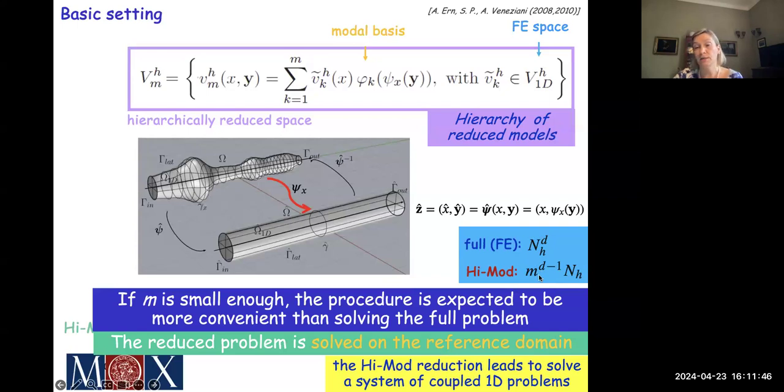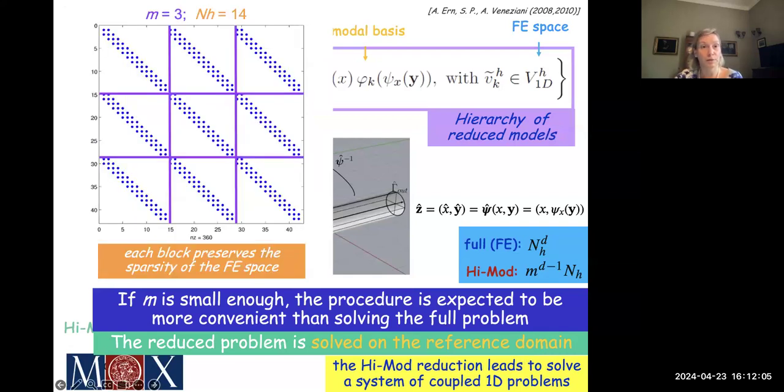And this means that if m is smaller compared with n_h, actually, as we will see in some numerical examples, the number of degrees of freedom required by a hi-mod discretization is expected to be lower compared with the number of degrees of freedom associated with a full discretization.